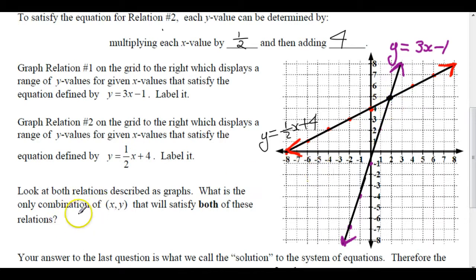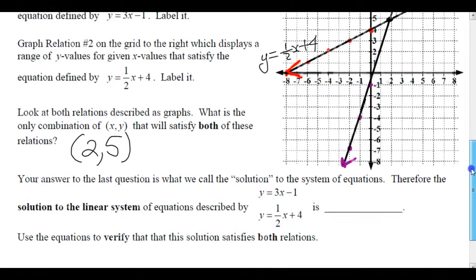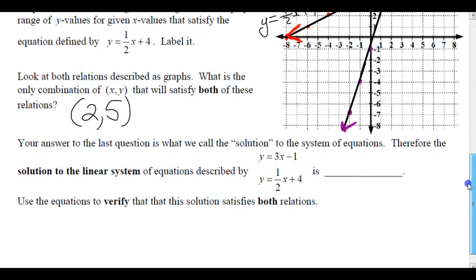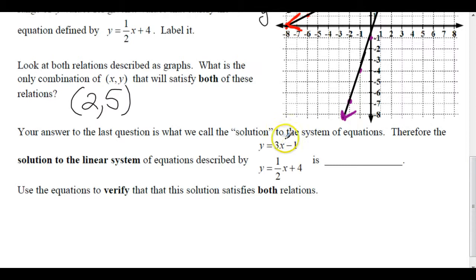So what combination of x, y's? It's 2, 5. So 2, 5 is the only combination of x's and y's that satisfies both equations. It's what we call a solution to the system. So therefore the solution to the system is 2, 5.